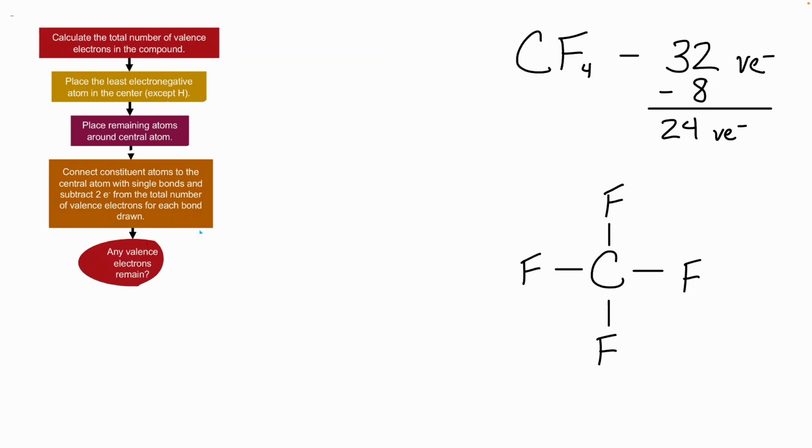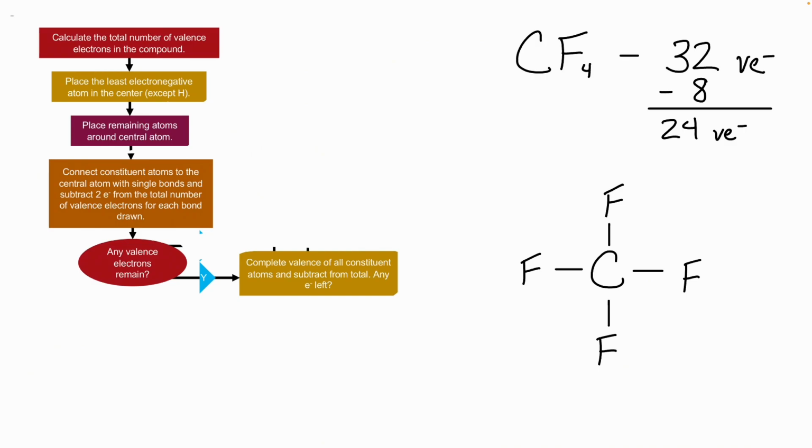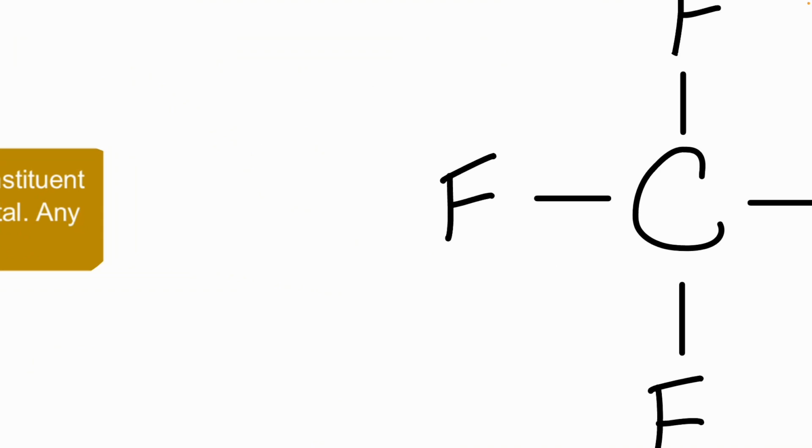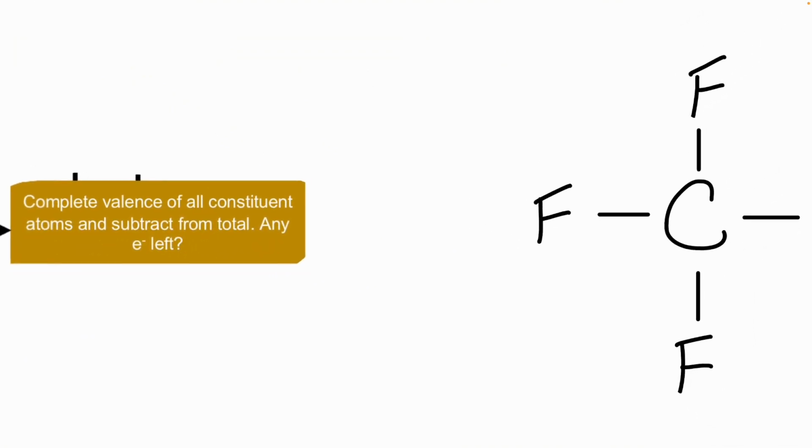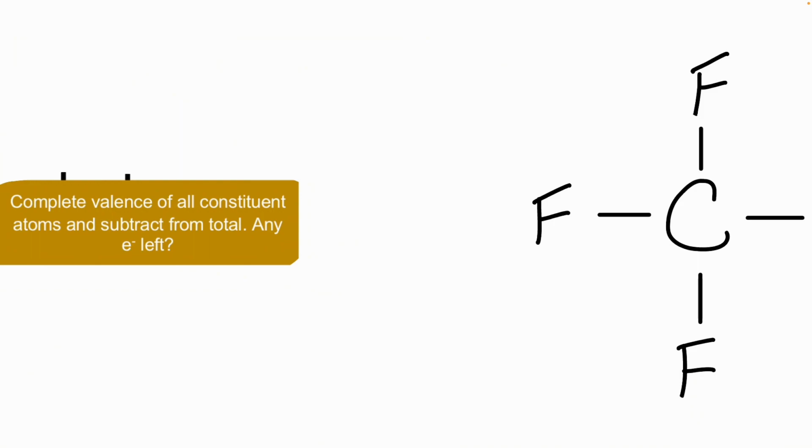So we're going to ask, do any valence electrons remain? Yes. All right, what do we do then? What we're going to do is we're going to go around the outside and we're going to complete the octet of all of our substituent atoms. All right? So the first thing we do with these leftover electrons is we're going to look at our constituents, the ones on the outside, and we're going to make sure they're all happy, make sure they have a complete octet. All right? And how we're going to do that is by laying down electrons as lone pairs.